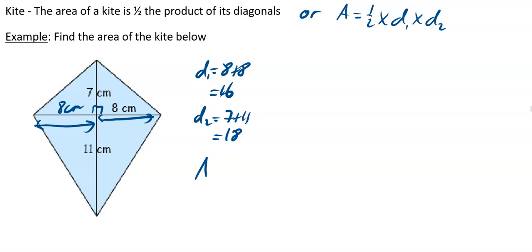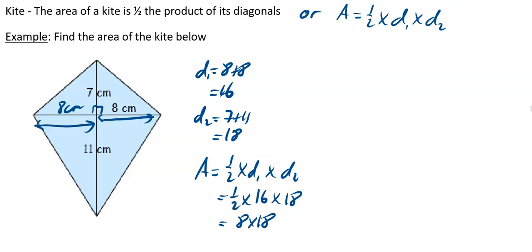So your area is equal to a half times D1 times D2. In this case, that's a half times 16 times 18. I would just do that on my calculator, or you could work it out: half times 16 is 8, and then times 18. That works out to be 144 centimeters squared.